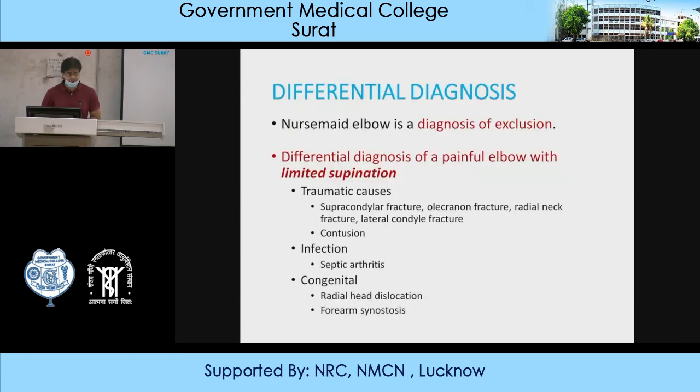If we see the differential diagnosis, then a painful elbow with limited supination could be due to traumatic causes like a supracondylar fracture, olecranon fracture, radial neck fracture, lateral condylar fracture, or a contusion. In infection, septic arthritis can also cause similar symptoms. In congenital conditions like radial head dislocation and forearm synostosis, there is also limited supination.